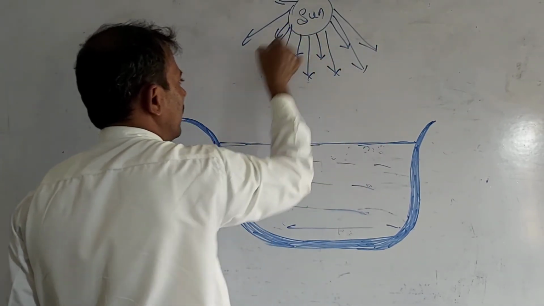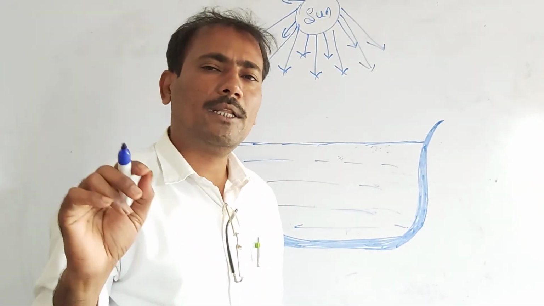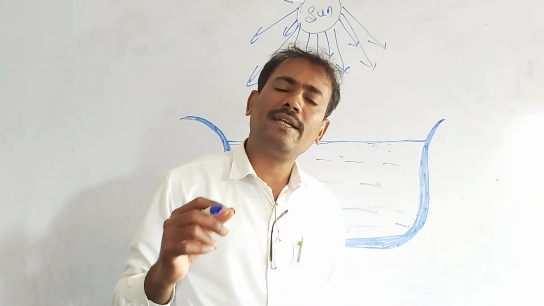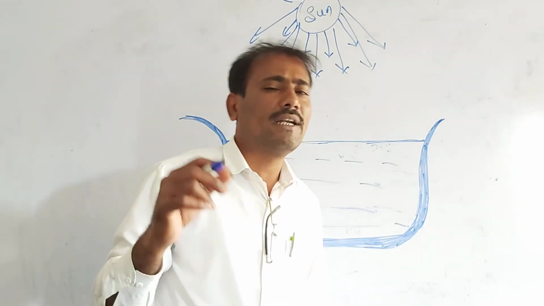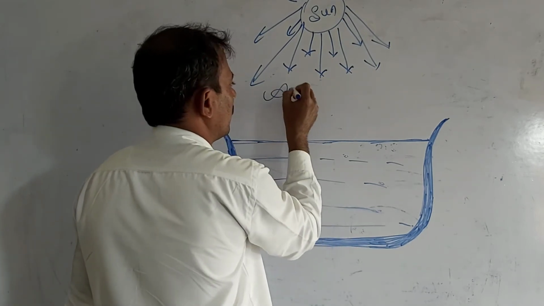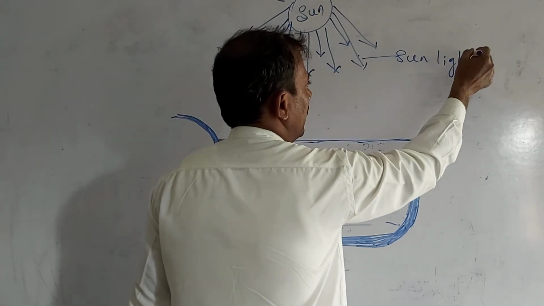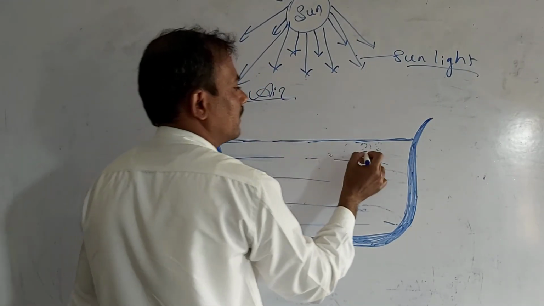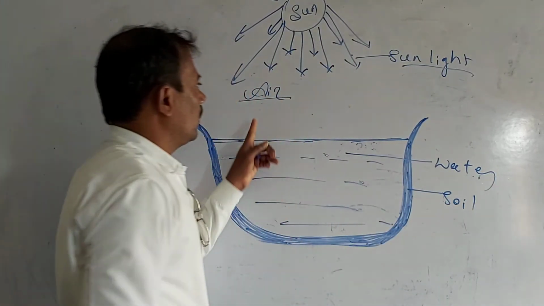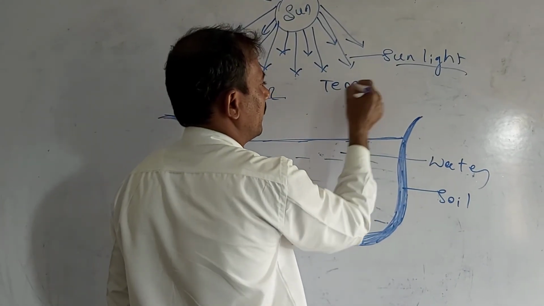It provides energy to each and every living being present on this planet. It may be a plant, an animal, or any other microscopic organism. Every living organism gets its energy, indirectly or directly, from the sun itself. The sunlight is there, the air is there, the water is there, the soil is there. So, air, sunlight, water, soil, the temperature, okay.